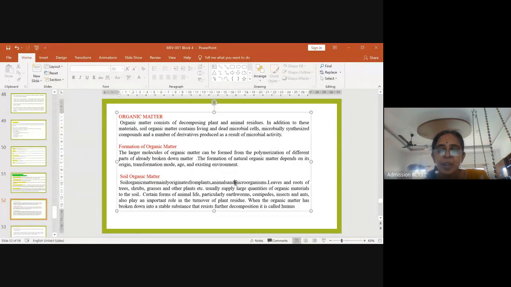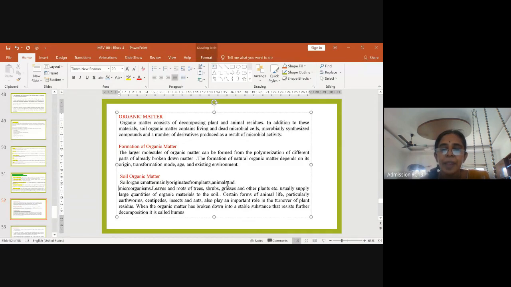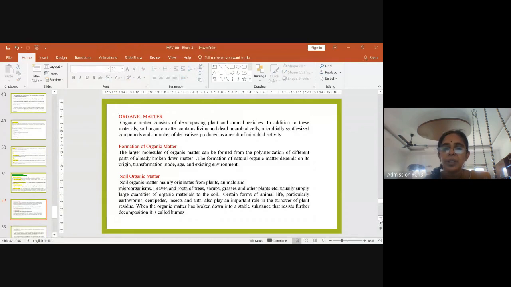So the leaves and roots of trees. Then you have the shrubs, grasses. Then you have the dead and decaying animal life, earthworms, centipedes, insects. Then you have the ants, which play an important role in forming the plant residues. So when organic matter is broken down into a stable substance that resists further decomposition, it is called the humus. So soil organic matter plays an important role in contributing to the fertility of the soil.